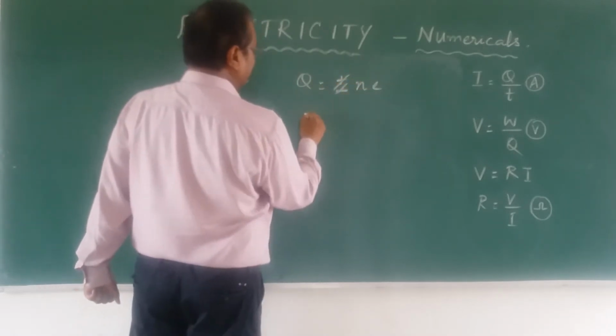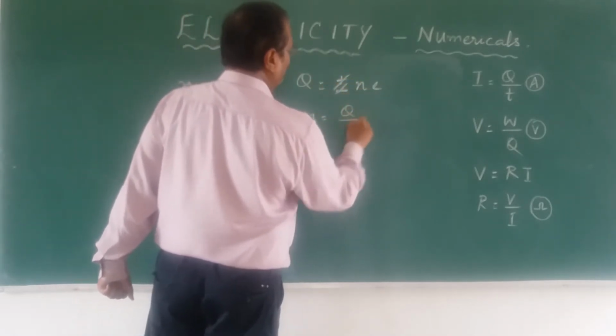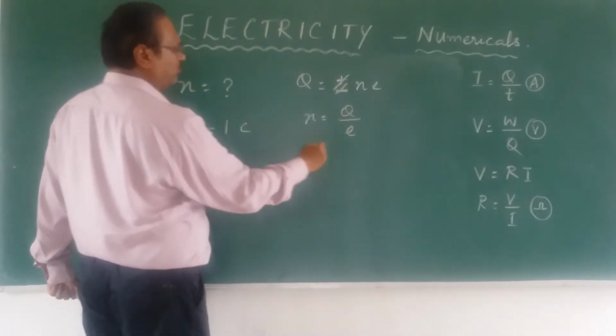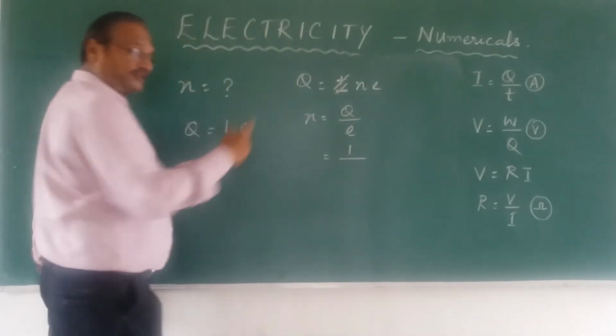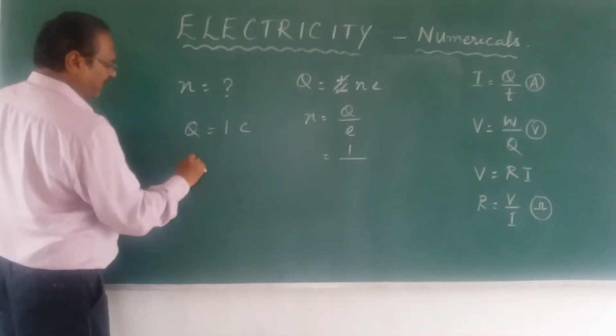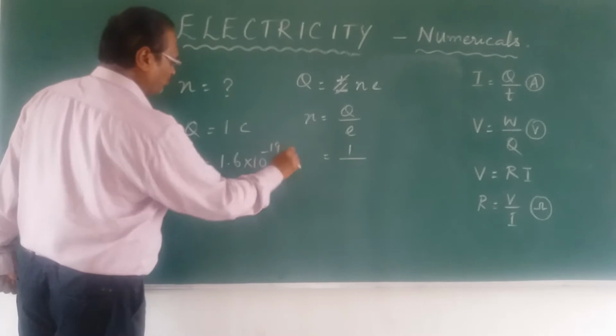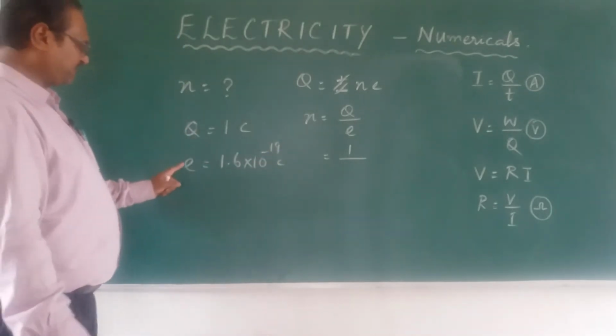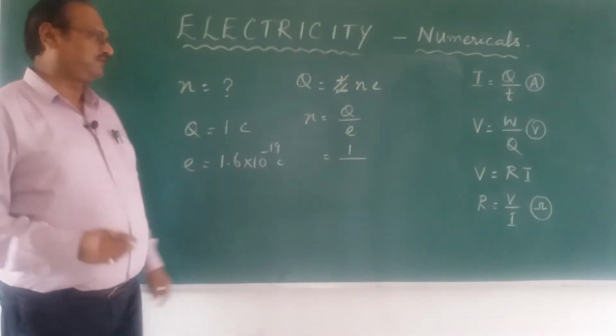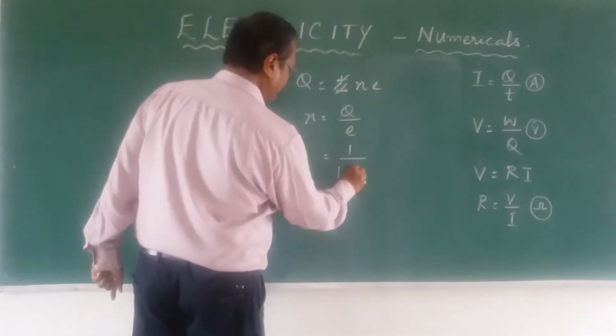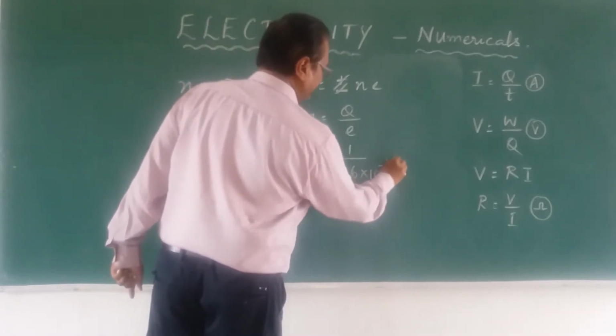So from here I can say N is equal to Q upon e. Q is how much? 1 coulomb. What is the electronic charge? You should know the value, that is 1.6 into 10 power minus 19 coulomb. That is the charge of one electron. Okay, that is 1.6 into 10 power minus 19.